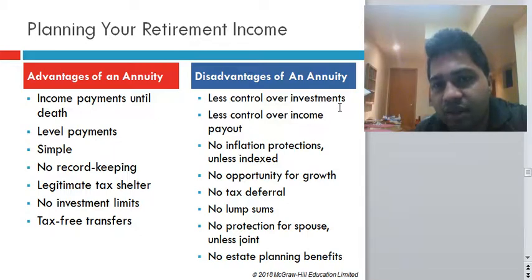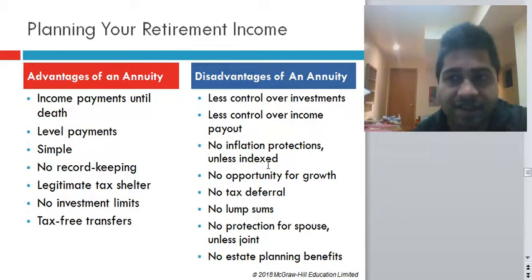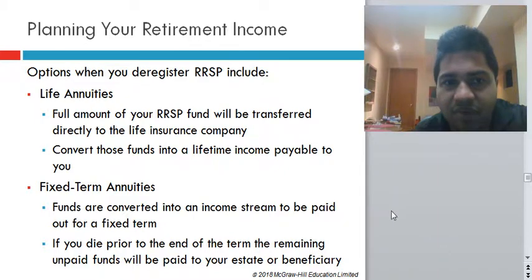Less control over investment, less control over income payout. There is no inflation protection unless it is indexed to inflation. There is no opportunity for growth, no tax deferrals, no lump sum payments possible, no protection for spouse unless it is joint, and no estate planning benefits. Options of annuities are life annuities or fixed term.